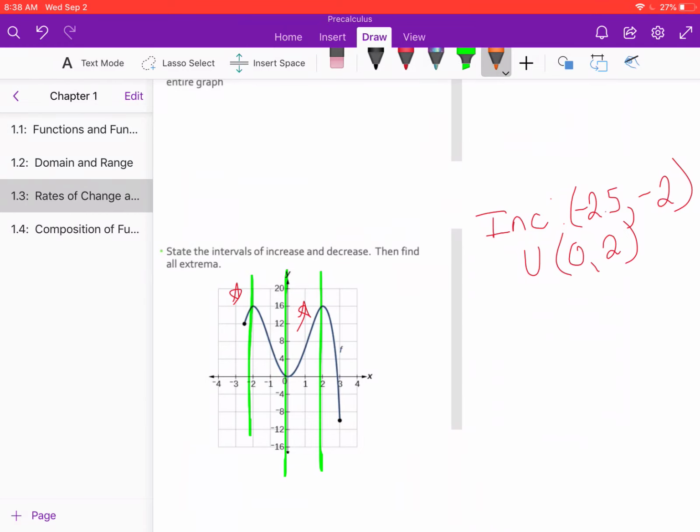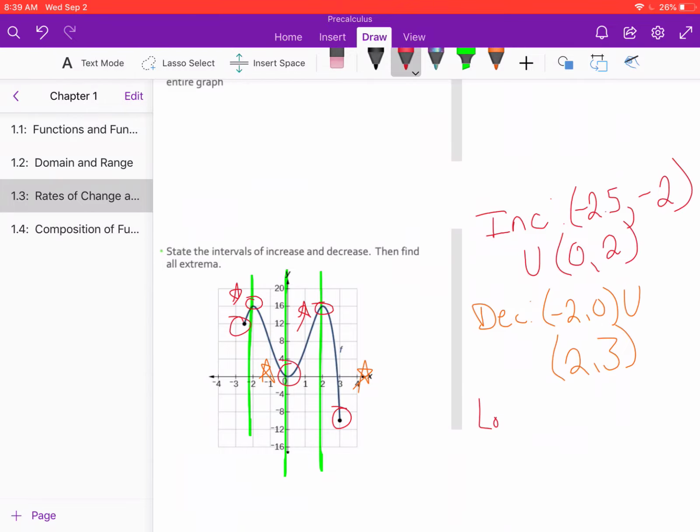It looks to be decreasing here and here. So it's decreasing from negative 2 to 0 and from 2 to 3. When we look for maximums and minimums, the endpoints do count. So it looks like I have one here, here, here, here, and here. So we have both absolute and local.